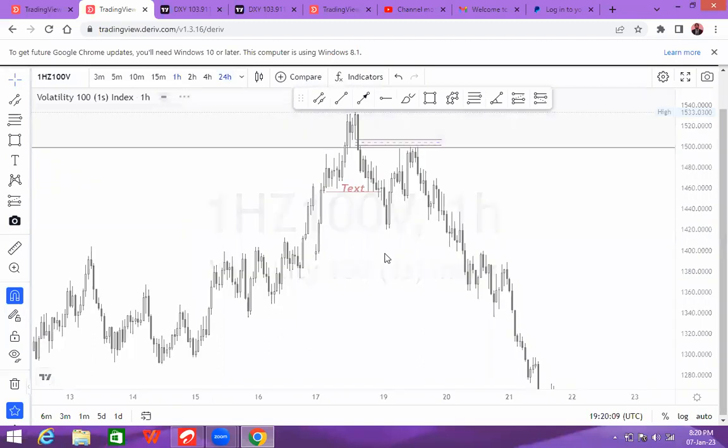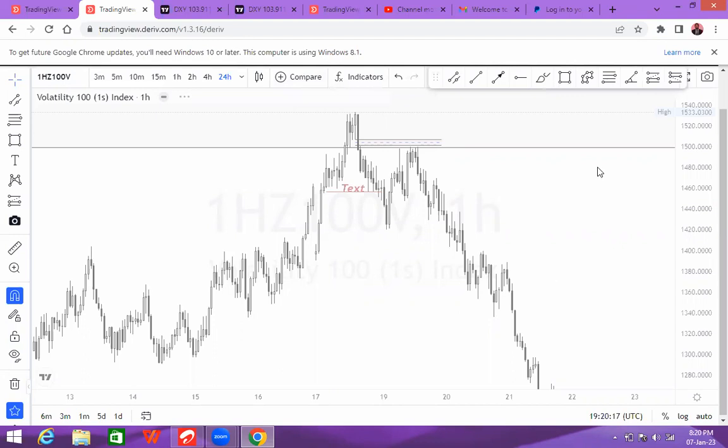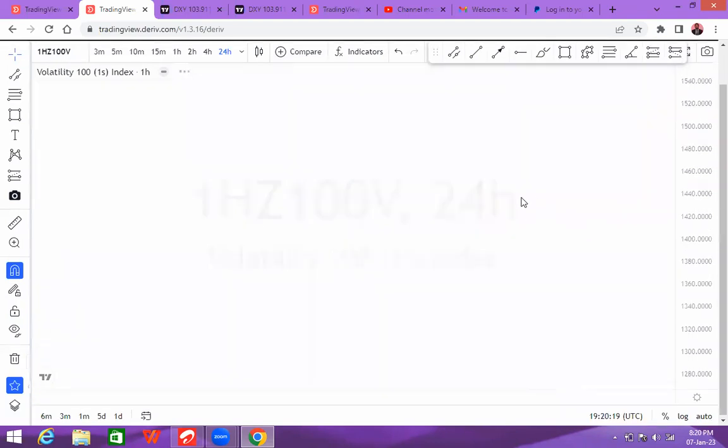So let me go to daily. This 101S. Let me go to daily. Let's see what happened at the higher time frame, and then we see how the lower time frame entry was made available, or the different place on the lower time frame.